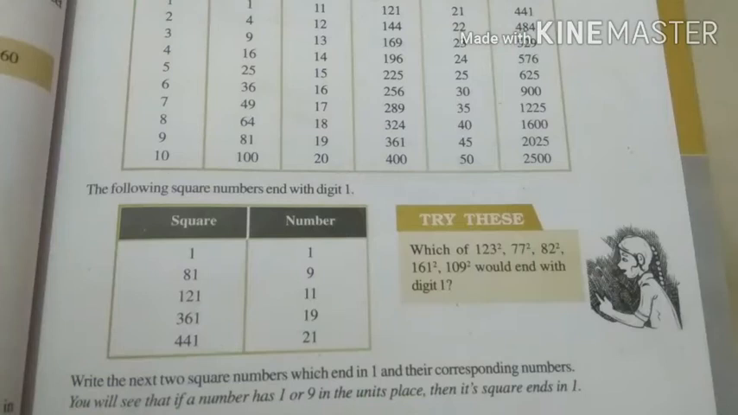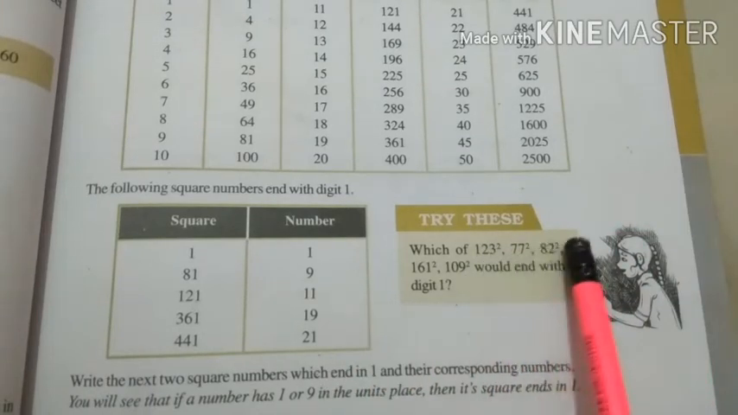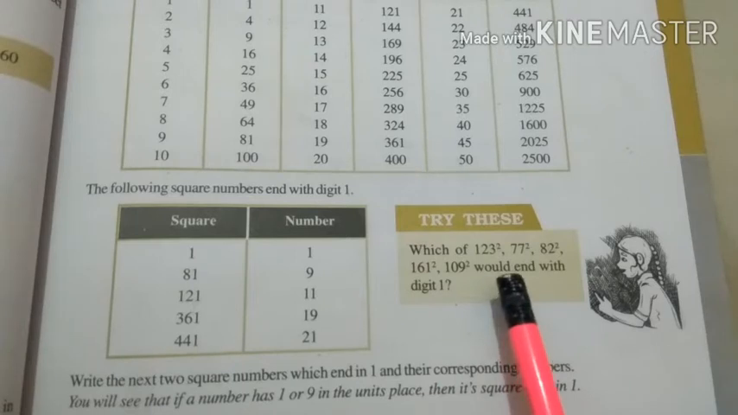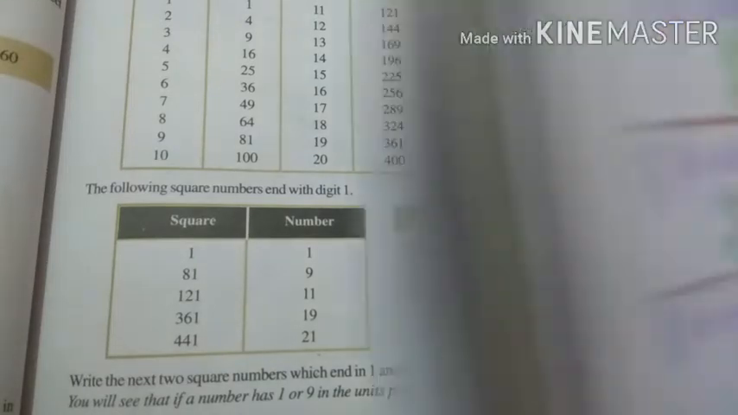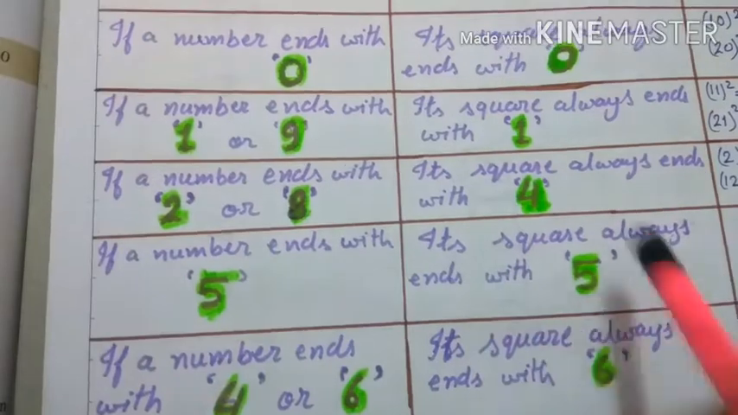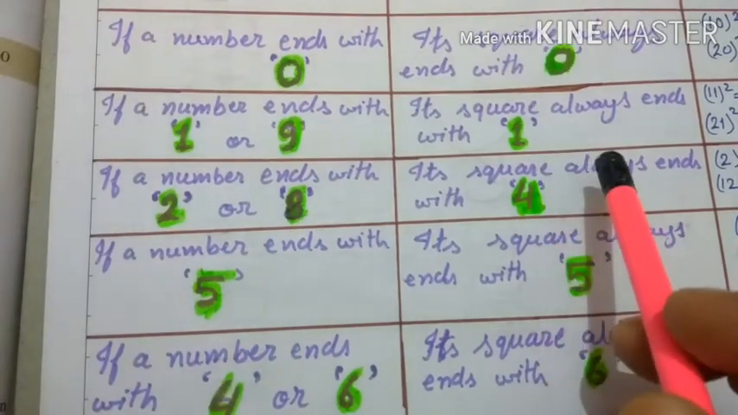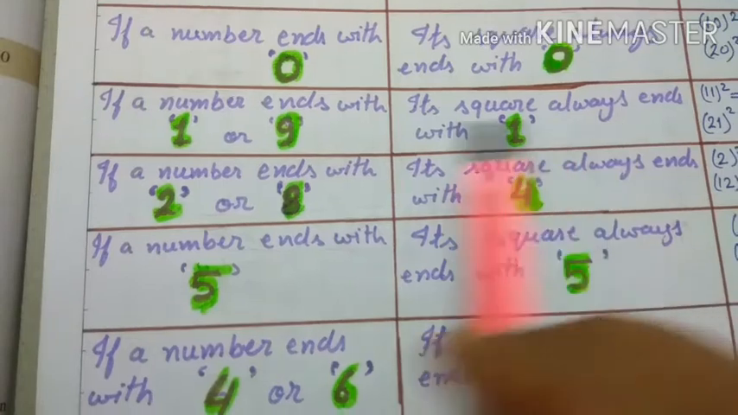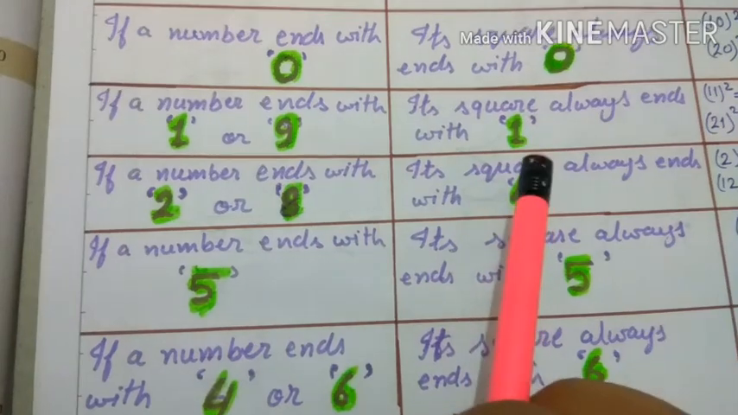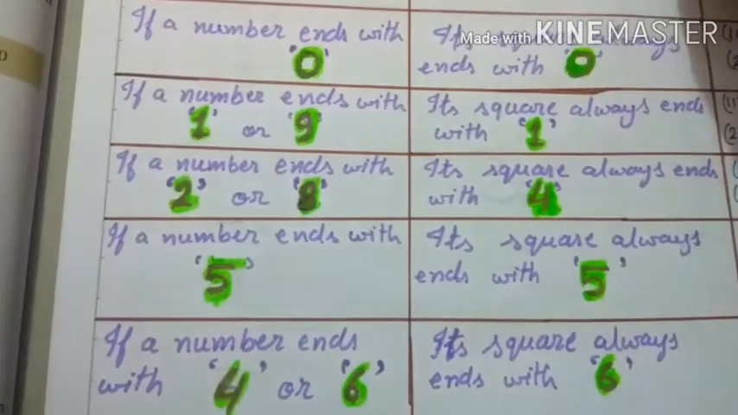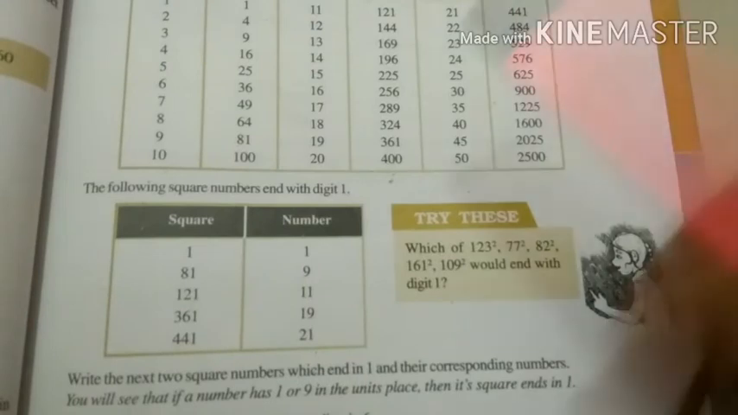Now come to Try These on page number 91. This is the question: which of these square numbers would end with digit 1? As we know, for the square to end with 1, the number must end with 1 or 9, and its square always ends with 1. So we have to check which of these numbers end with 1 or 9.